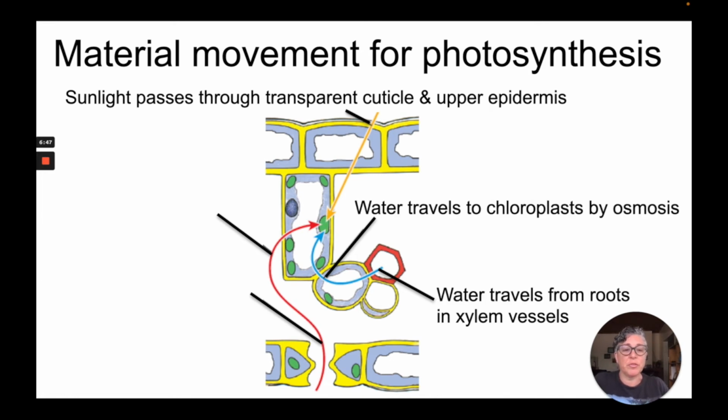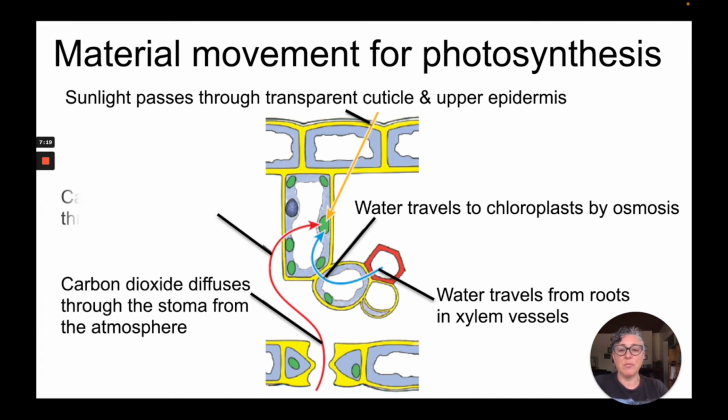Let's take a look at the blue arrow. Water is going to travel from the roots in the xylem vessels. Again, when we talk about transport in plants, we'll talk about the various mechanisms that allow this to happen. But water travels from the roots into the xylem vessels. When it gets to the leaf, water is then going to travel into the chloroplast by osmosis. That is water moving from a high water potential in the xylem vessel into an area of low water potential in the chloroplast.